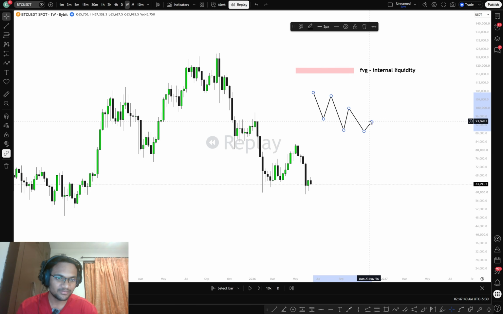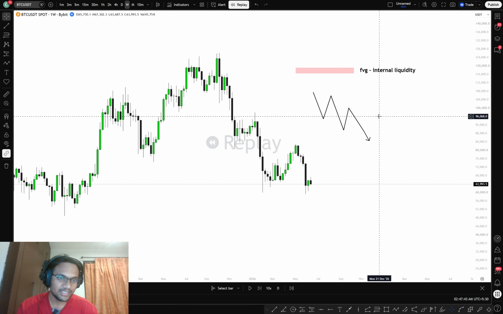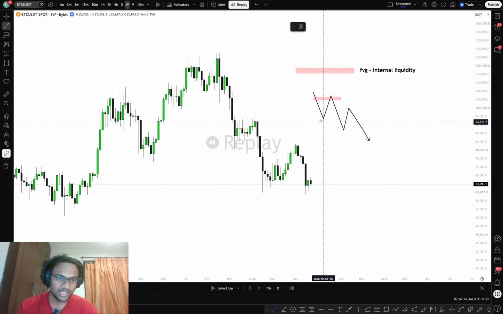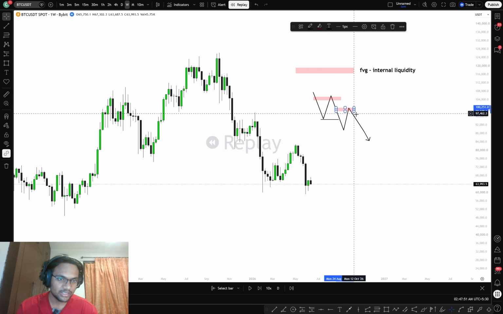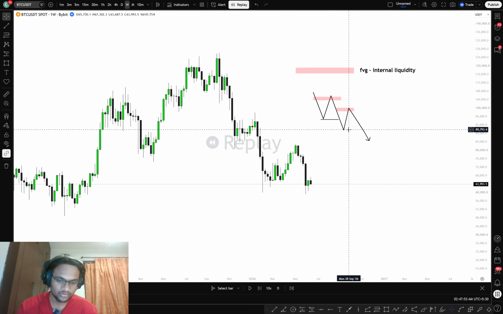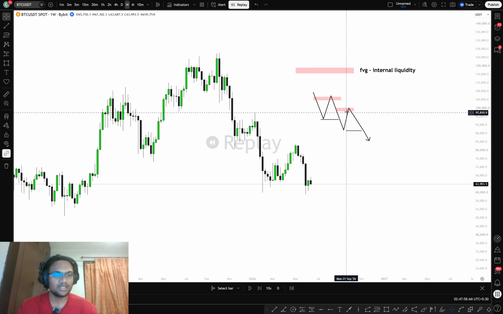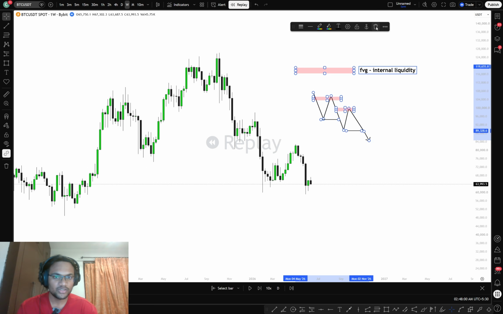So how price moves is price taps into these internal liquidities and then goes to the external liquidity to rebalance it or take it or whatever you want to call it. And then again, it's going to create an FVG. So price taps into the FVG and goes back again to the external liquidity. So this is the concept of internal to external liquidity. All right, so let me show it to you on the Bitcoin chart.